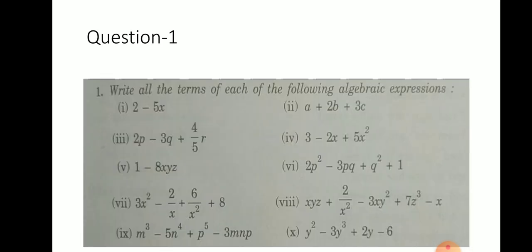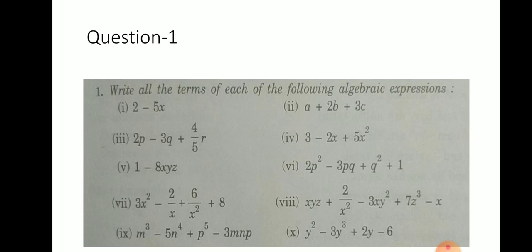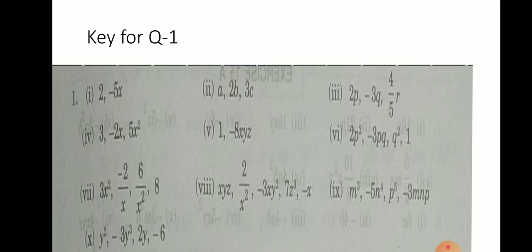Now question number 3 is 2p minus 3q plus 4 by 5r. Here the terms are 2p, minus 3q and 4 by 5r, isn't it? Let us check here, 2p comma minus 3q comma 4 by 5r, right? So now fourth question, 3 minus 2x plus 5x square. So in this the terms are 3, minus 2x and 5x square, isn't it? Fourth question, 3 comma minus 2x comma 5x square.